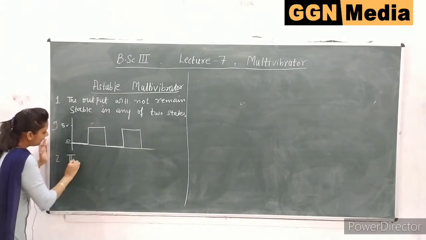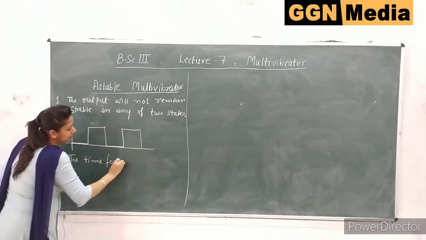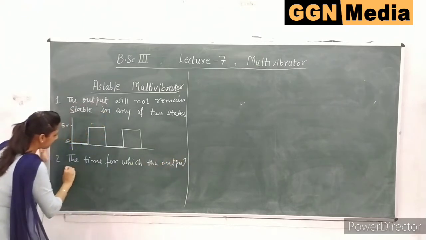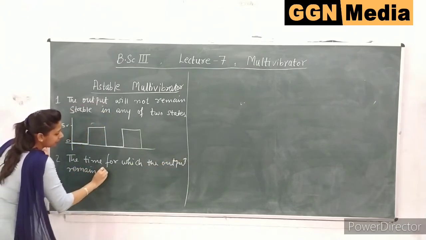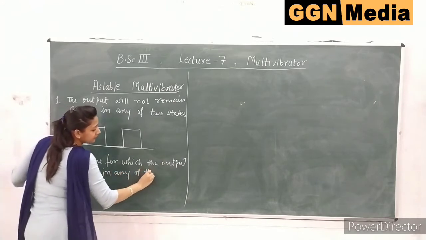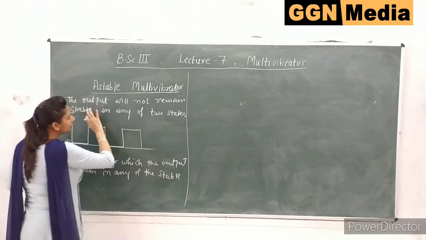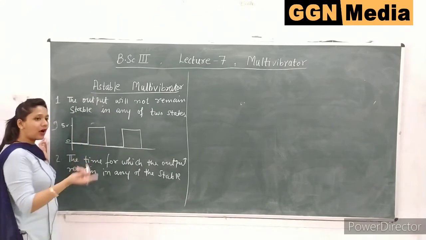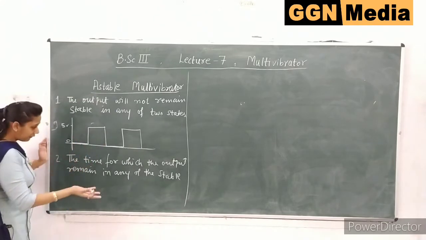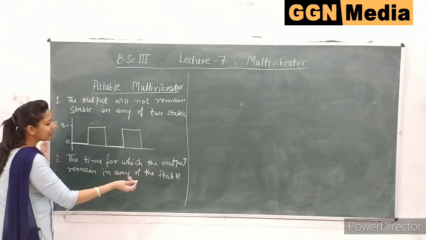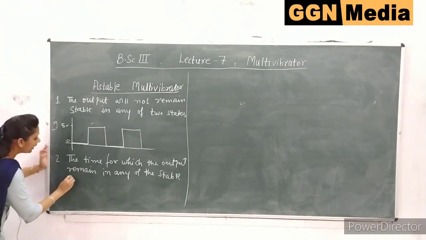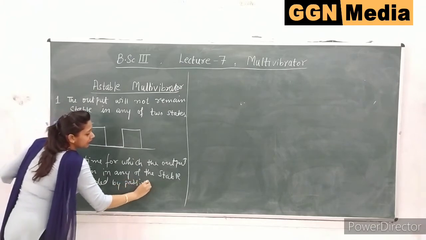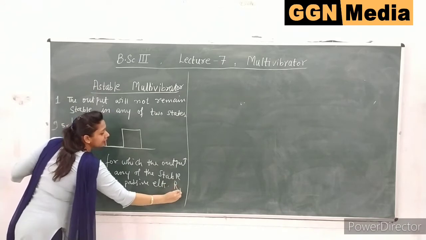Clear? So the time for which the output remains in any of the states, as we have already mentioned, the output will not remain stable in these two states, it will immediately change to high and then change to low, and the time period after which it changes is decided by passive elements like resistor, capacitor, etc.